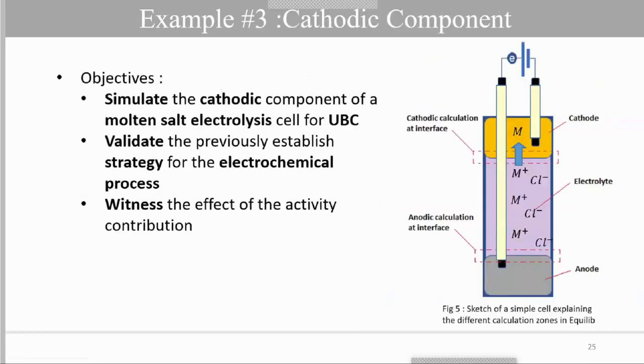So we get to the third example, which is the cathodic component. The objective is the same as before: to simulate the cathodic component of the molten salt electrolysis cell and validate our strategy. We're going to validate that the cell itself works fine in the totality of its components, and we're also going to witness the activity contribution, what happens when the activity changes too much.